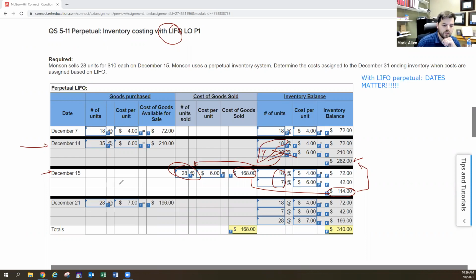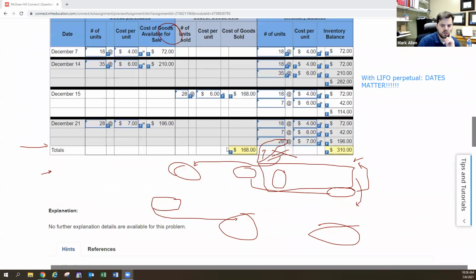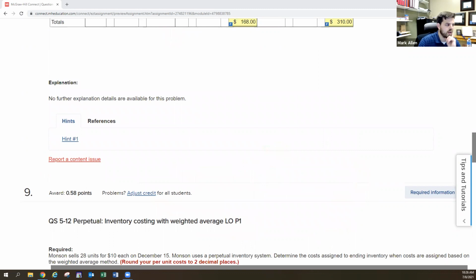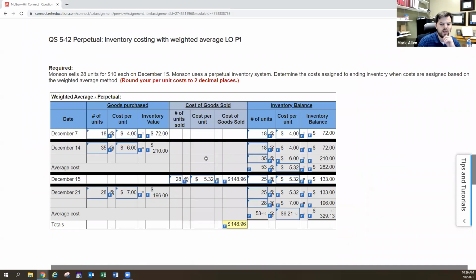Very good. Now on the 21st, we come in, we purchase some additional stuff. So 28 at 7 is 196. Now my ending inventory, well, we look and we say, well, this part has not changed. There haven't been any more sales. So that simply bumps down. And then we just add in the new information. So at the end of the day, we come out for this period, 168 in cost of goods sold, 310 in ending inventory. Very good. So we'll go ahead, clear all of that out and continue down the page.